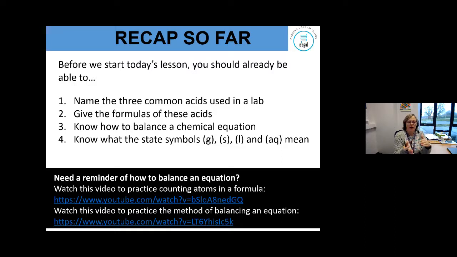Okay, now unlike in Key Stage 3, where you've got that luxury of just having to know their name, you have to know the name and the formulas of these off by heart in Key Stage 4. So in this unit, you would have had to be familiar with HCl, which is hydrochloric, H2SO4, and HNO3.